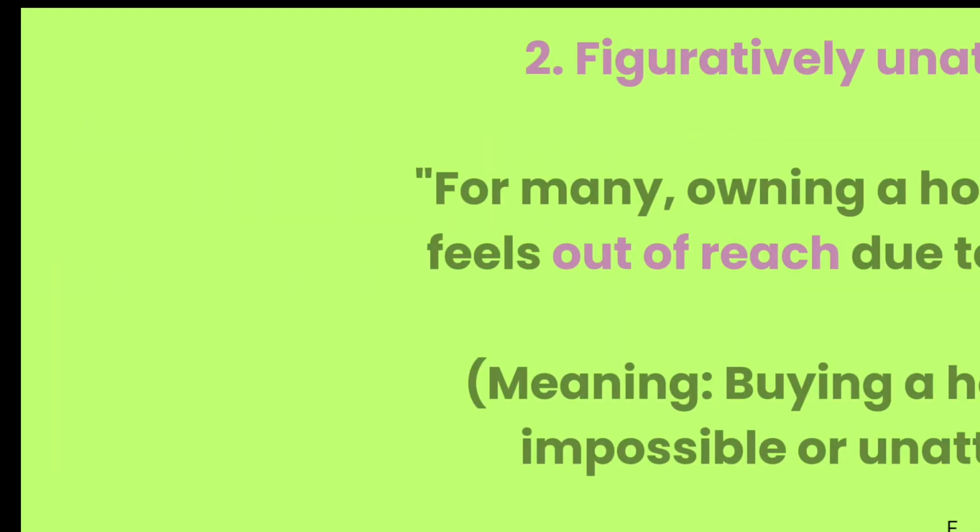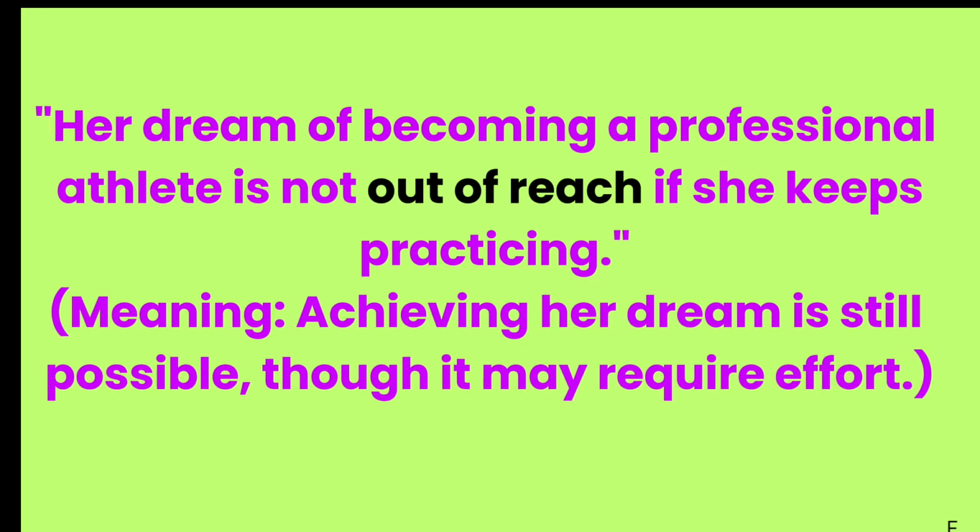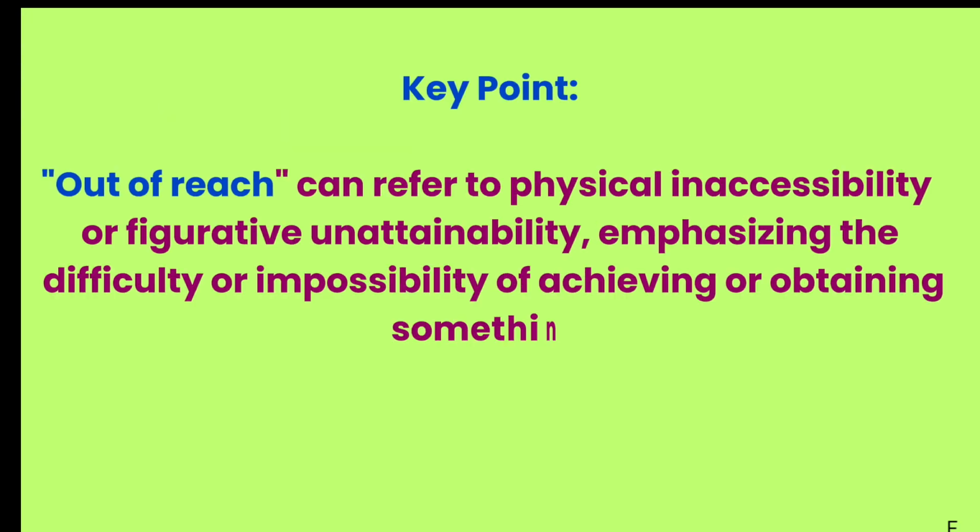2. Figuratively unattainable. For many, owning a home in this city feels out of reach due to high prices. Meaning, buying a home seems impossible or unattainable. Her dream of becoming a professional athlete is not out of reach if she keeps practicing. Meaning, achieving her dream is still possible, though it may require effort. Key point: out of reach can refer to physical inaccessibility or figurative unattainability, emphasizing the difficulty or impossibility of achieving or obtaining something.